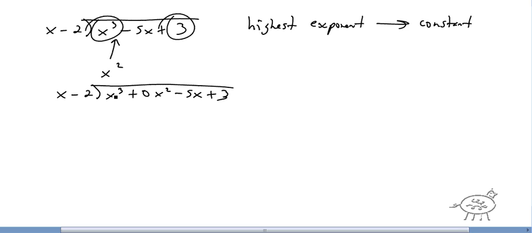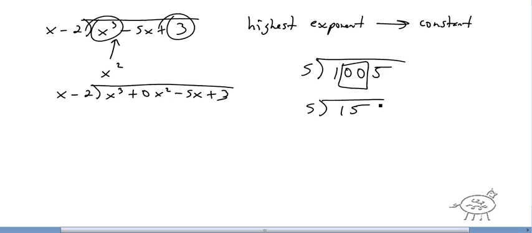Now, some of you guys are going, well, why do we need a placeholder? Well, think of it this way. If I said what 5 goes into 1005, aren't those two placeholders? If I didn't have a 0 there for a placeholder, wouldn't it be 5 goes into 15? Well, that's a lot different than 5 goes into 1005. All right, so you need a placeholder for every position, for the ones, tens, hundreds, everything between this one and this one. So same thing, everything between x cubed and 3, I need a placeholder.